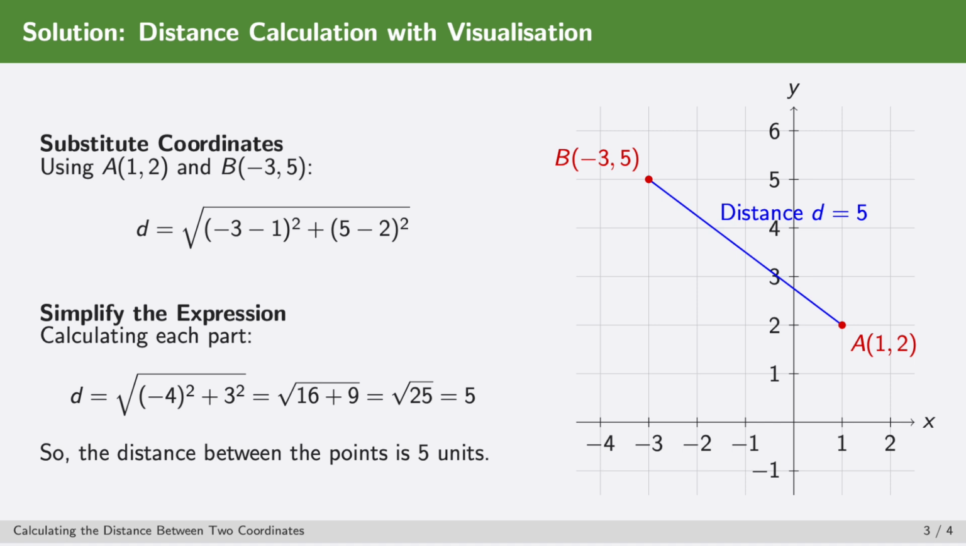Now we square these results. -4 squared is 16, and 3 squared is 9. Add 16 and 9, and we get 25. The distance is the square root of 25, which gives us 5 units.